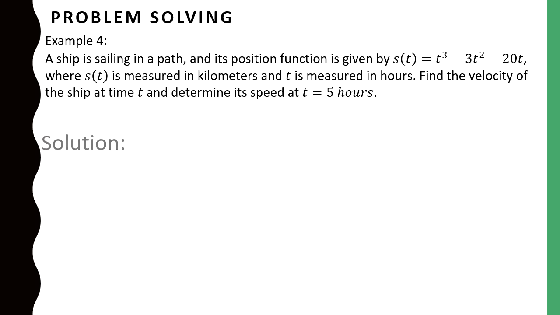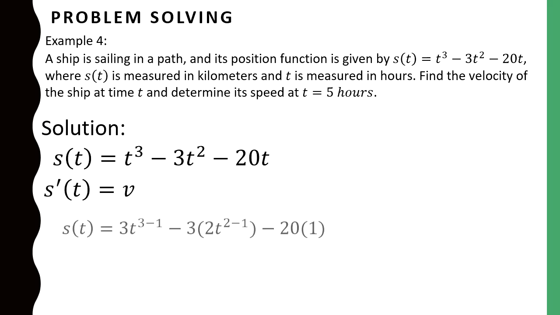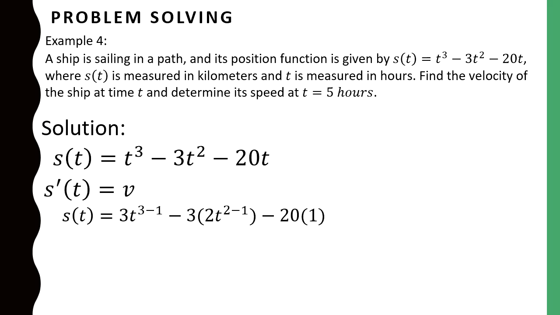Again, to solve, we get the derivative of the position function, s of t equals t cubed minus 3t squared minus 20t. And its derivative, s prime of t, is 3t raised to 3 minus 1, minus 3 times 2, t raised to 2 minus 1, minus 20 times 1. Simplify that, we get 3t squared minus 6t minus 20.